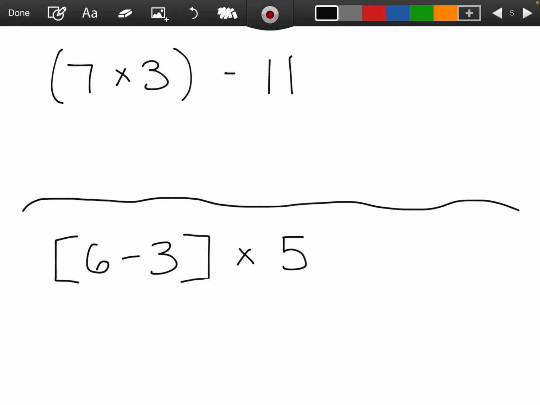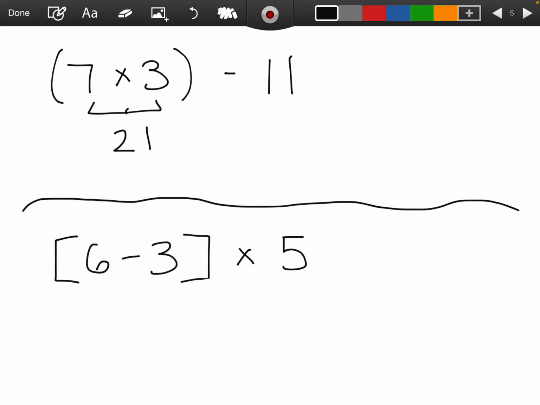Okay, here we have two more examples. Again, we ask ourselves, any parentheses or brackets? Yes, we do have parentheses. So we have to simplify what's inside the parentheses first. 7 times 3, that simplifies to 21.